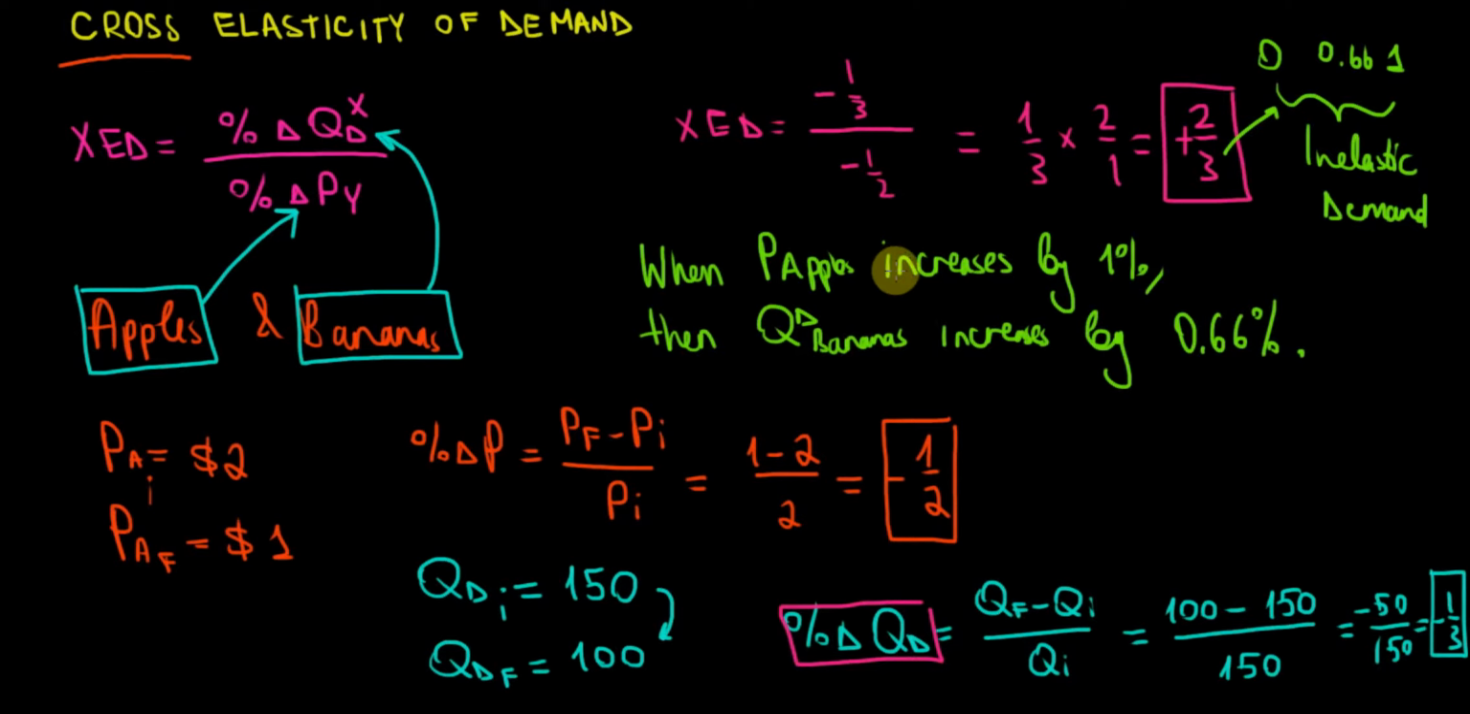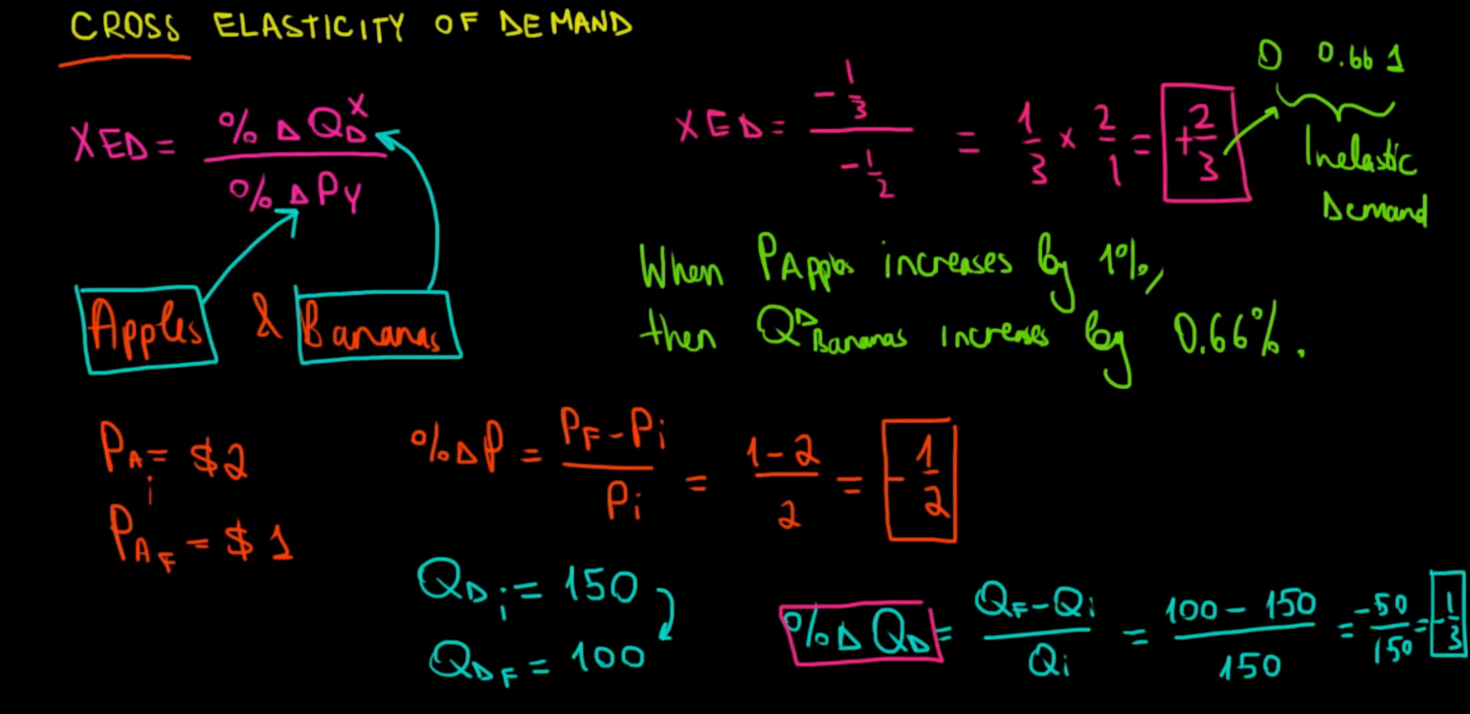If apples become more expensive, people switch to more bananas. That's why quantity demanded for bananas would increase by 0.66%, at least based on our example. This is the logical reasoning behind it. However, why does it increase only by 0.66%? Why is the change so low? Why do we have an inelastic demand over here?